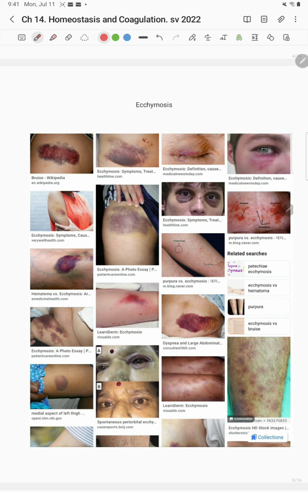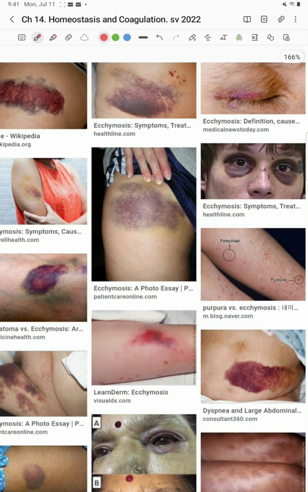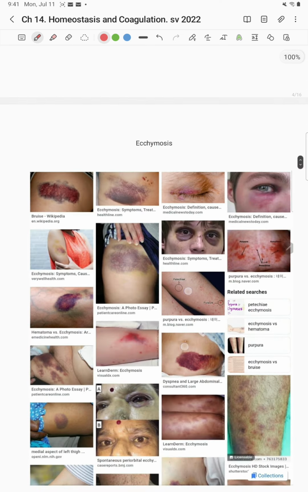Ecchymosis. Okay, this is a discoloration of skin because of bleeding underneath the skin. These are classically known as a bruise. Okay, this is usually the leaking of blood from blood vessels, and it's usually blunt force that causes this. Okay, so this exceeds the little micro traumas that can cause the petechiae and the purpura.